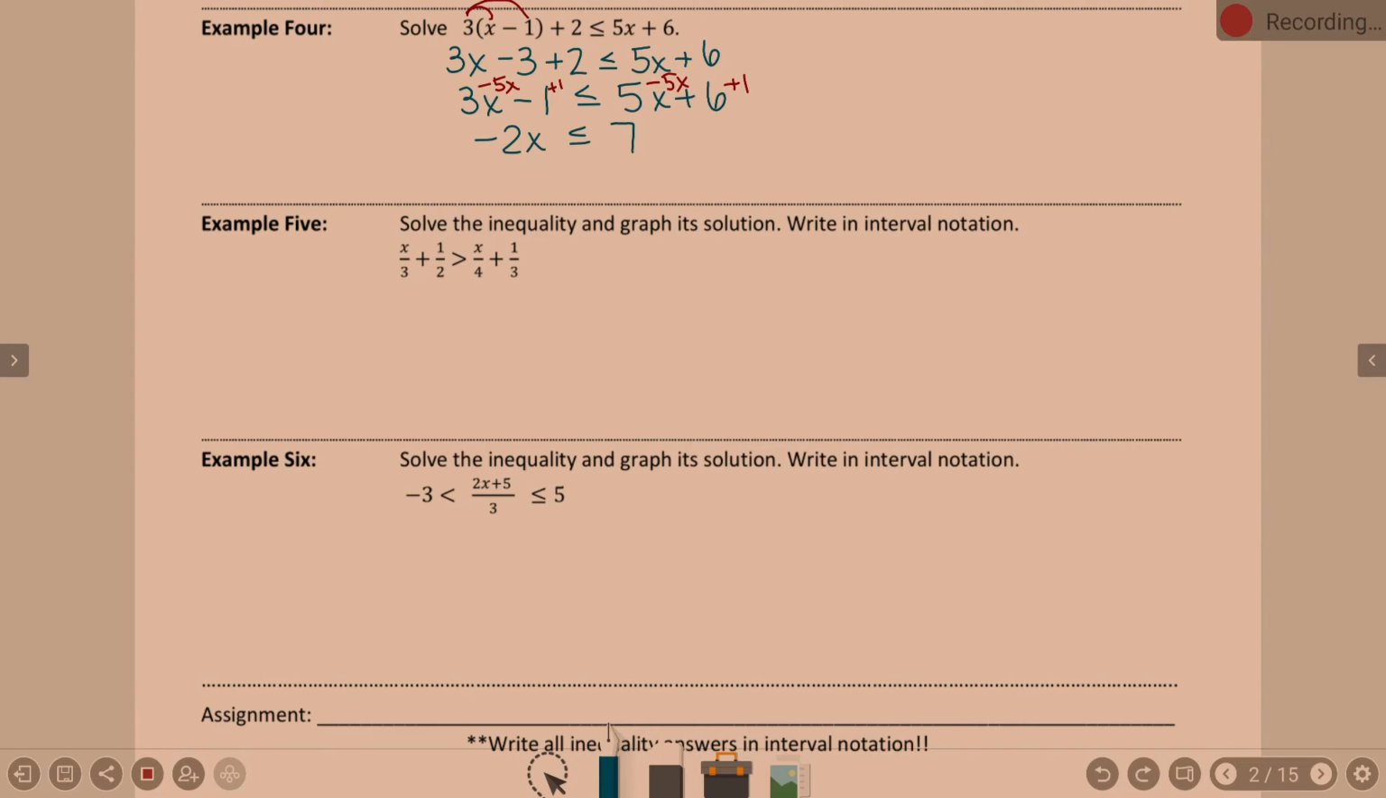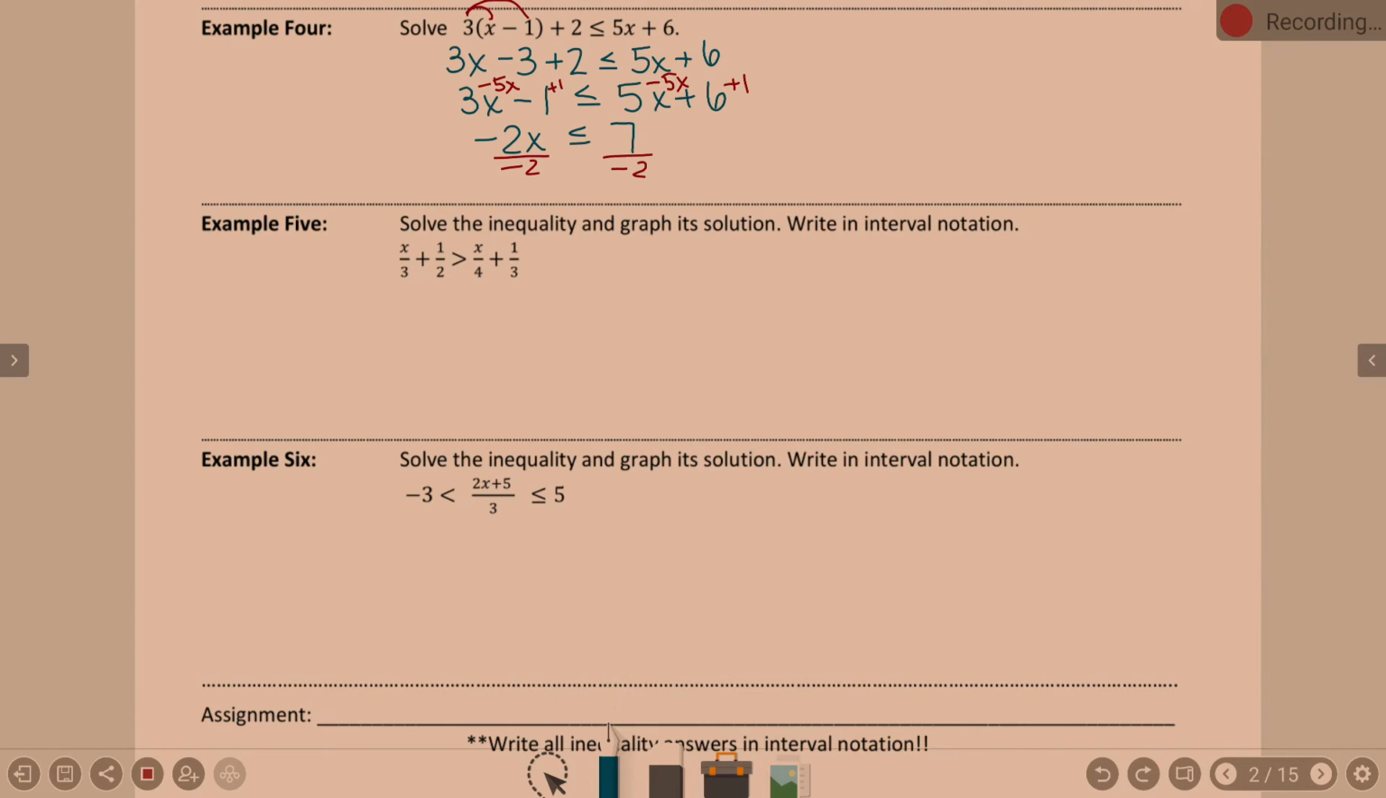What's my next step? Flip this. Because we're going to divide by negative. I'm going to divide by negative 2. Now, Katie's dividing by positive 2, yes? Okay. So what's going to happen for me is I'm going to divide both sides by negative 2.